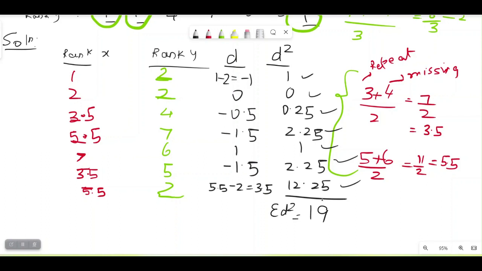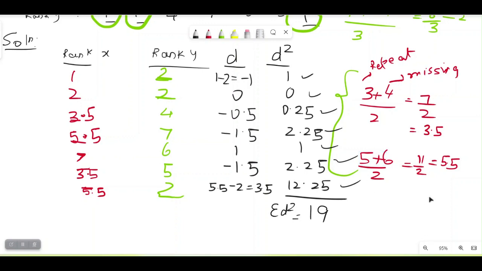It should be 19. You add vertically this 1, 0.25, you will get 2.5, 3.5, 4.5, and then 4.5, I think 12.5, 14.5. So it's 19, correct. Summation of D square is 19.